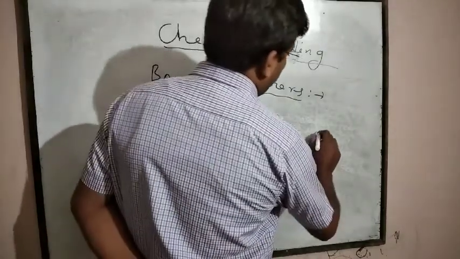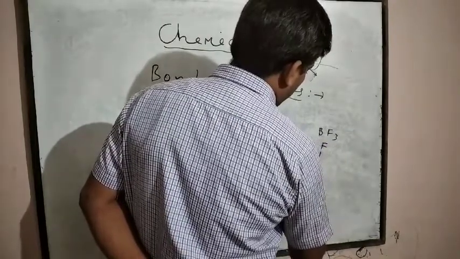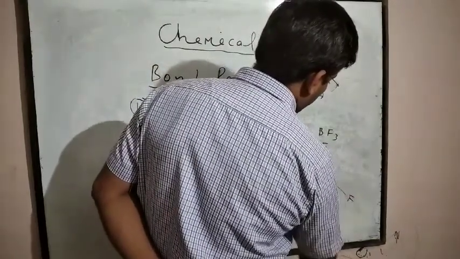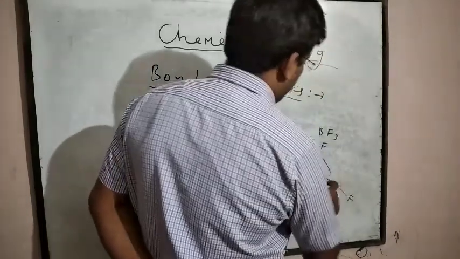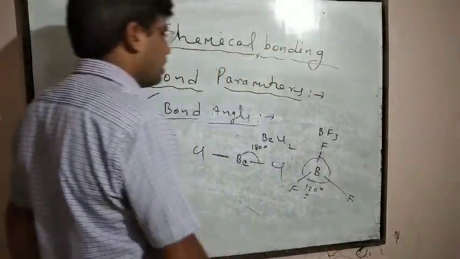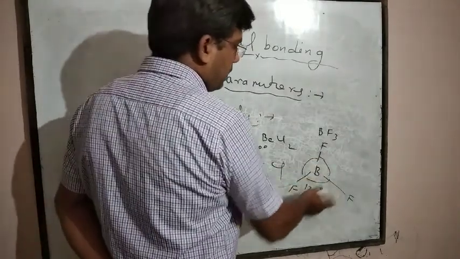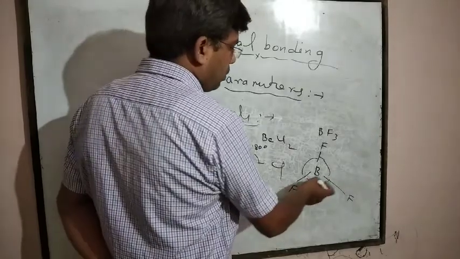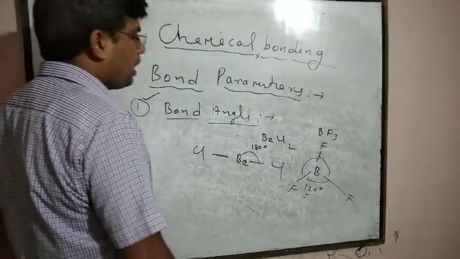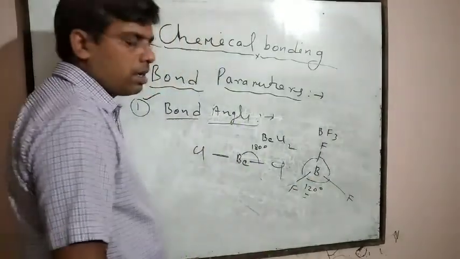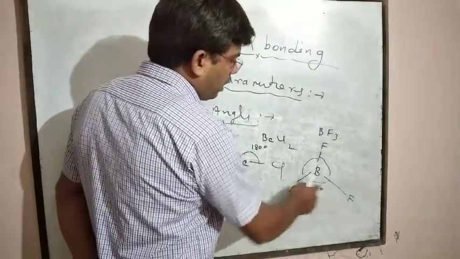Now if BF3 is taken, then what happens? B, F, F, and this one is also F. This bond angle is 120 degrees. So 120 degrees is the bond angle. It is the empty space between two bonds. The angle between two bonds is known as the bond angle.